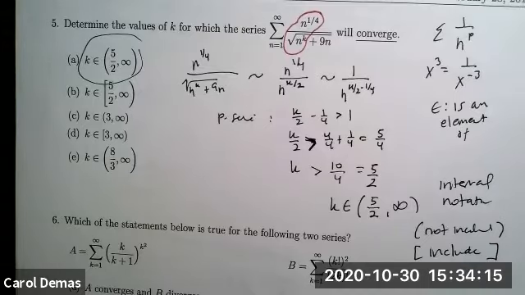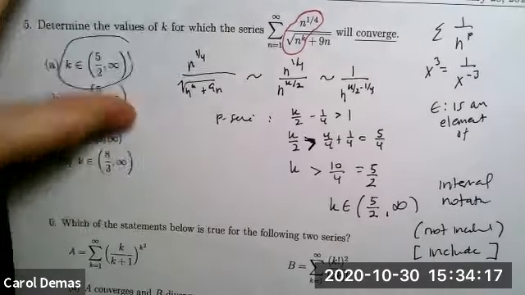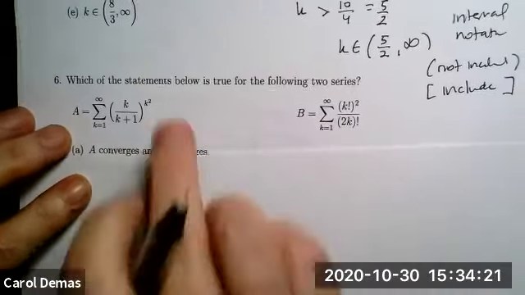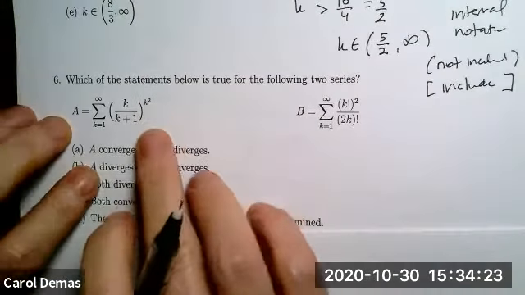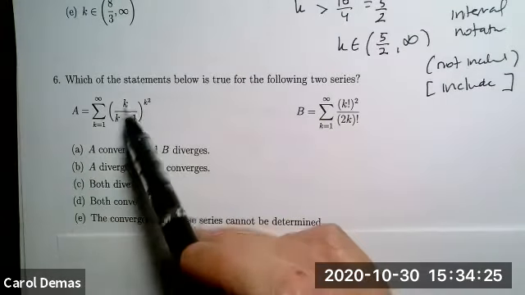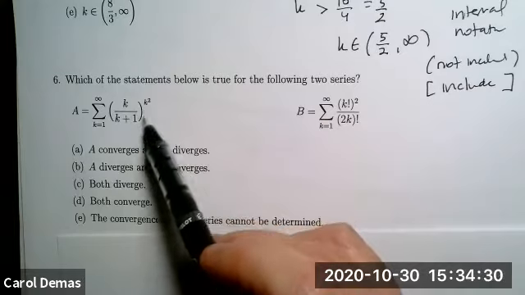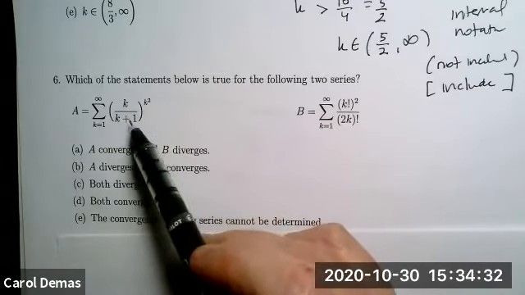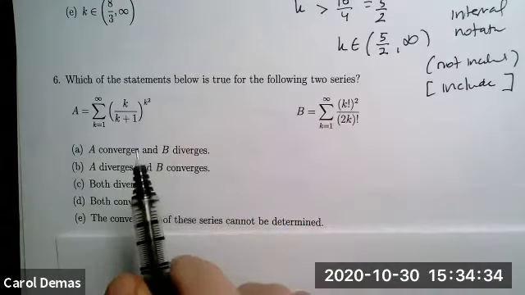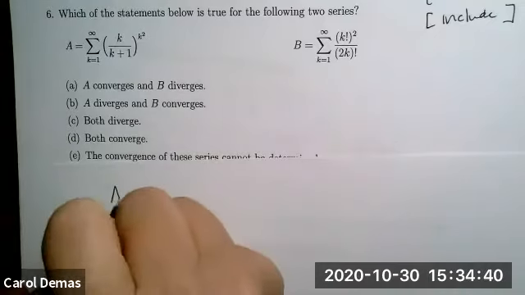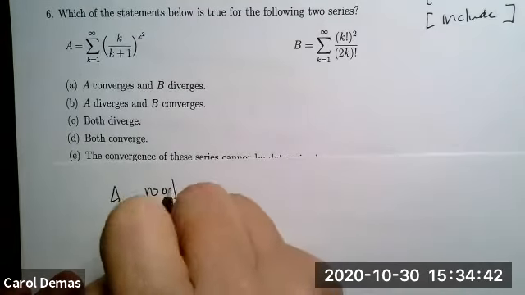Okay, are we ready for number 6? Which is true for the series. Okay, if we look at A, we see this rational function raised to the power k squared. What test does that suggest? Root. The root test. Okay, so let's see if A is going to work with the root test.